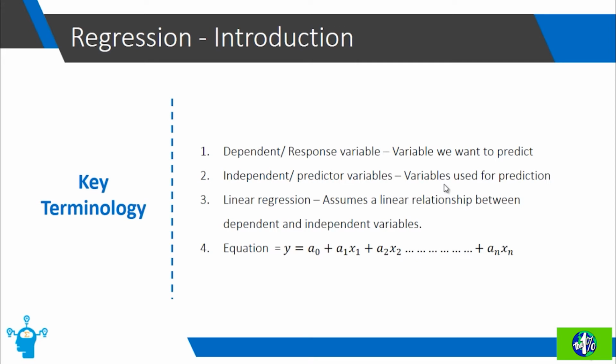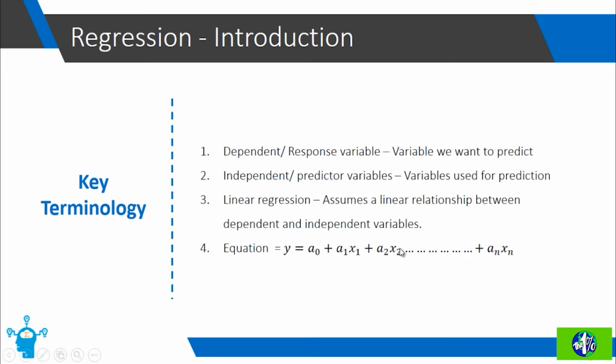The statistical technique that we are going to use to model this relationship is linear regression. In linear regression, we assume a linear relationship between independent and dependent variables. By linear relationship, I mean that the dependent variable, which is represented by y in this equation, is linearly related with all the independent variables which are represented by x1, x2 up to xn. By linear relationship, we mean that if I increase the value of x1 by 1 unit, y will increase by a1 units.